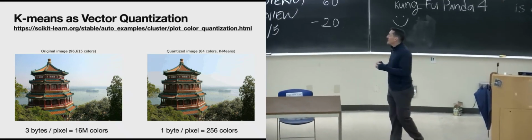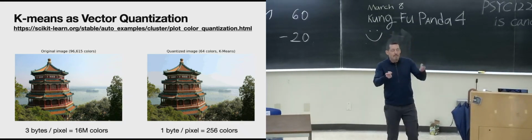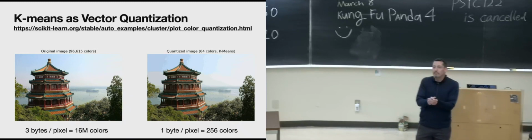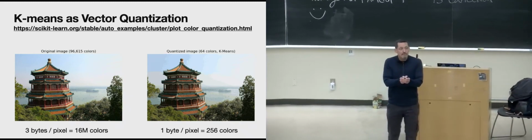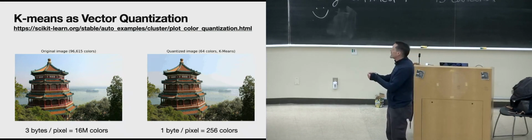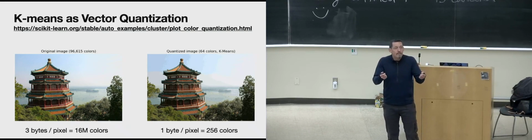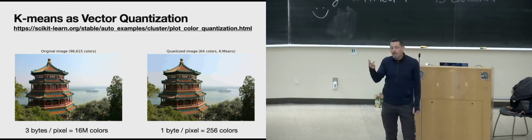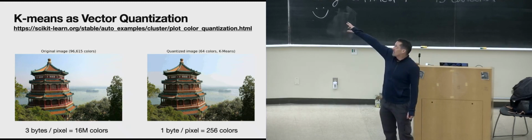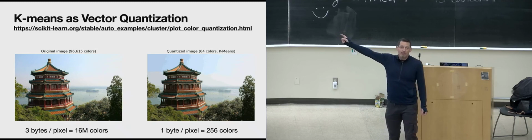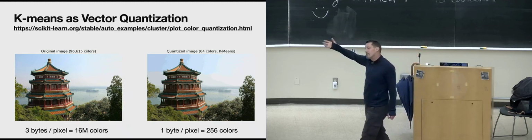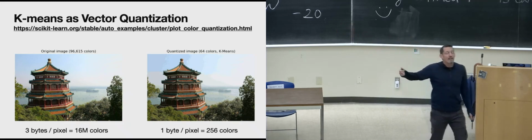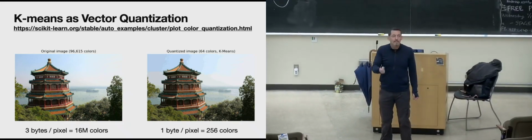If you take an RGB image, red, green, blue, each color gets a byte. That means you have to use 3 bytes to represent every pixel. Those 3 bytes, the 3 colors, you can consider as a 3-dimensional vector, RGB. Instead, a 3-byte RGB actually enables 16 million colors. And empirically, of those 16 million colors, 96,000 are in this image. We can quantize those 96,000 colors down to 64 unique colors.